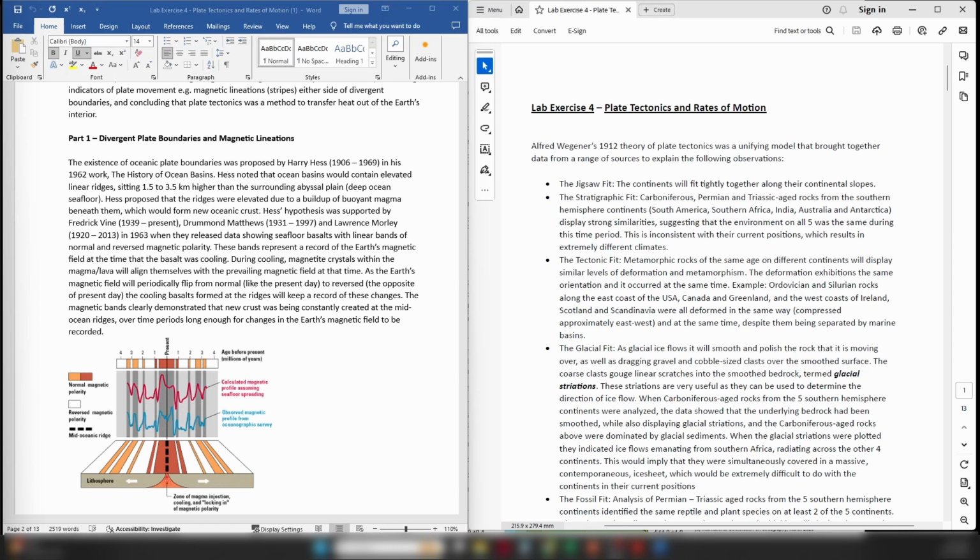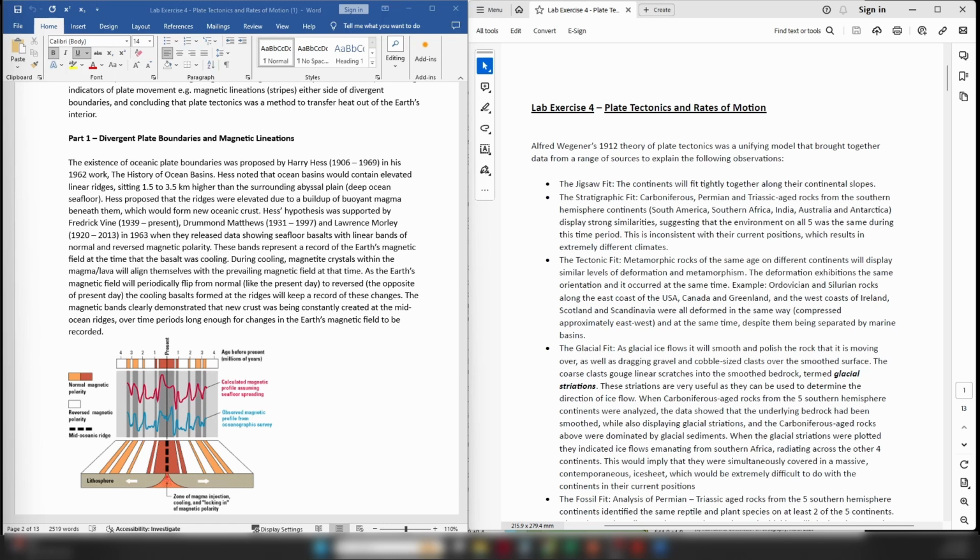Now, although it was a good theory, the problem is that he didn't actually have any direct evidence to prove that there was actually divergence, i.e. the creation of new oceanic crust and it being pushed laterally at these areas of elevated terrain. That had to wait until the work of Frederick Vine, Drummond Matthews, and Lawrence Morley. This work came out in 1963, so only a year later, so there wasn't a big gap.